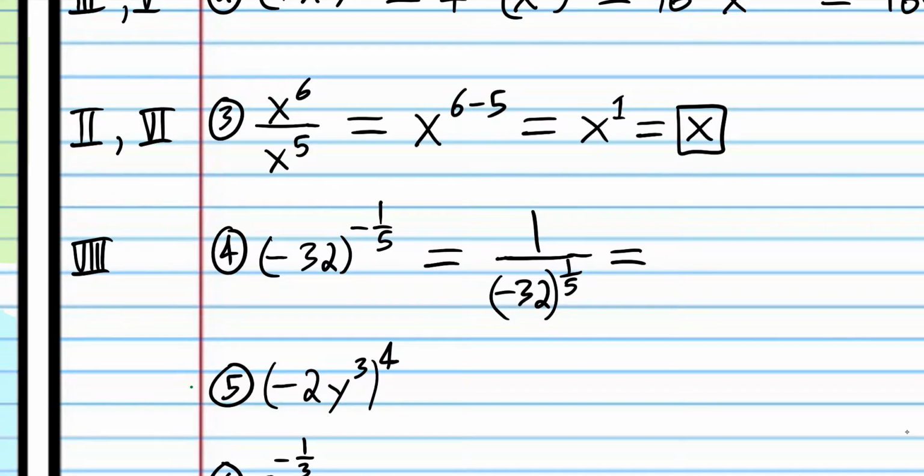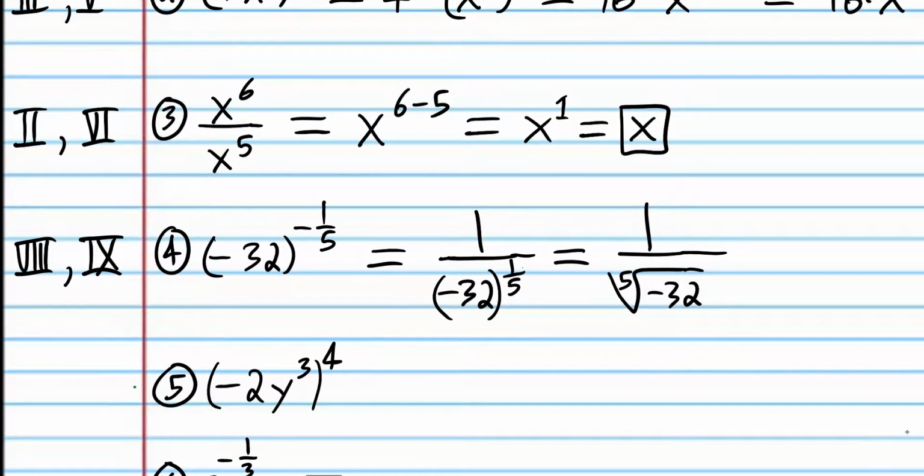So now, in order to figure out what this is, we're going to have to use rule number 9. And rule number 9 tells us that 1/5 power means the 5th root of negative 32. And because we have the root there, we don't need the parentheses anymore.